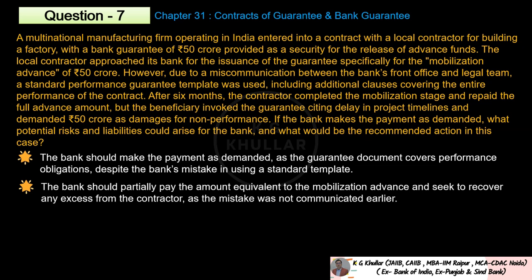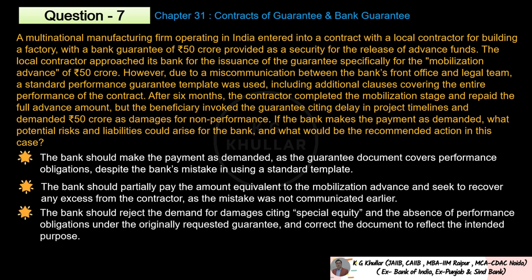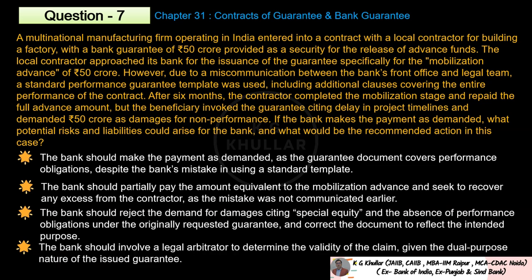Then third option C is, the bank should reject the demand for damages, citing special equity and the absence of performance obligations under the originally requested guarantee, and correct the document to reflect the intended purpose. And last option D is, the bank should involve a legal arbitrator to determine the validity of the claim given the dual purpose nature of the issued guarantee. Now friends, the correct option for the given question is option C.